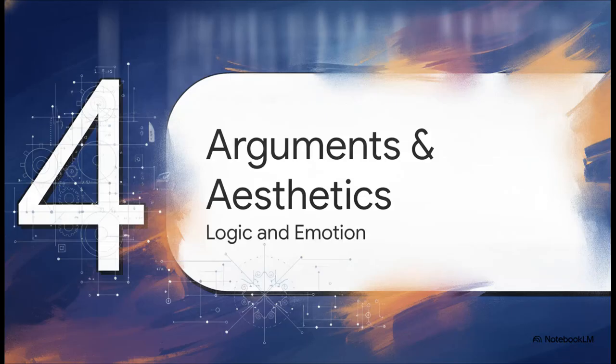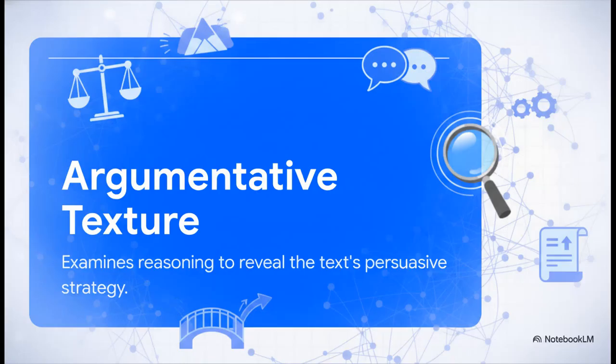This specific, repeated structure is exactly what gives these stories their profound rhetorical impact. Section 4. Arguments and Aesthetics. Looking at logic and emotion. Tool number 5 is argumentative texture, which examines the reasoning within the discourse. But actually, listen closely here. We are not just talking about dry, formal logic. We are talking about every single persuasive strategy the text employs. It looks at assertions supported by reasons, evidence, clarifications through contrasts, analogies, and logical explanations. It's all about uncovering the text's underlying persuasive strategy and theological argument.